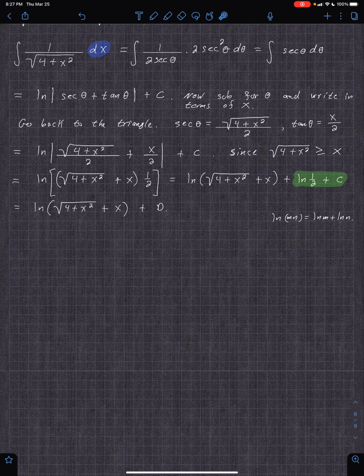Okay, let's do another one. This one will be the next example. Evaluate the integral of the square root of x squared minus 9, over x dx. So I had to change that up, right?